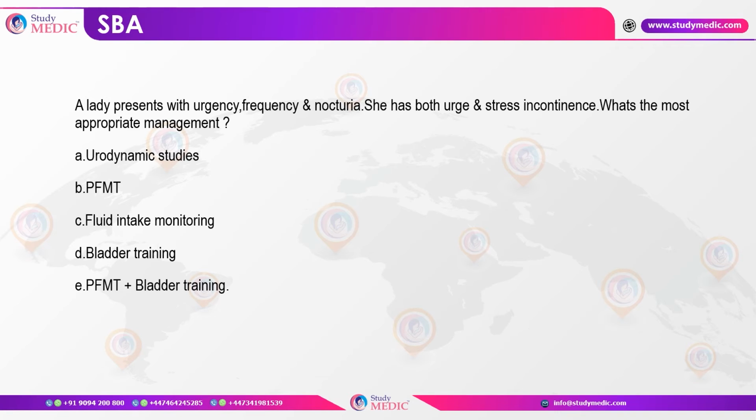Now another lady presenting with urgency, frequency, nocturia. She has both urge incontinence and stress incontinence. So what would you offer her? Remember, she has symptoms for both. So it makes sense that you should be treating both her conditions, and option E is the one that fulfills both. So you are offering her pelvic floor muscle training as well as bladder training.